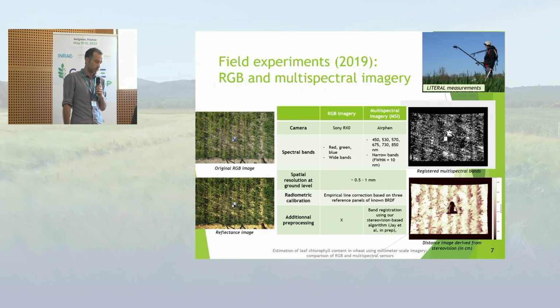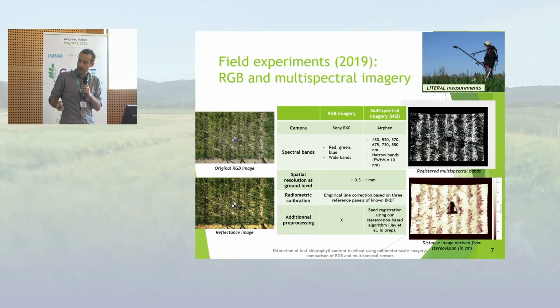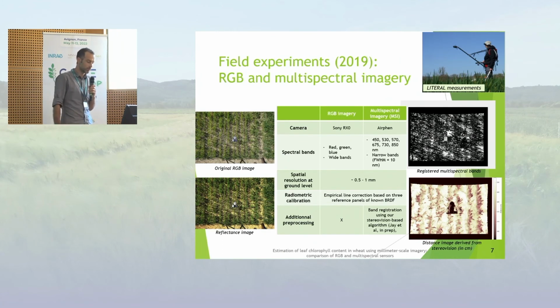And that's it for RGB imagery. In the case of multispectral imagery, we use an airfan camera with 6 bands ranging from the blue to the NIR spectral range. The spatial resolution was similar. We also performed a radiometric calibration, and we used a band registration algorithm that we developed in CAPTE. This algorithm allows us not only to register the bands, but also to provide a distance image that can be superimposed with the bands.